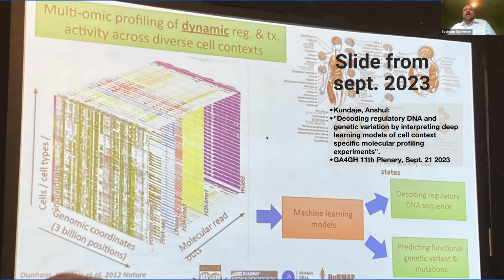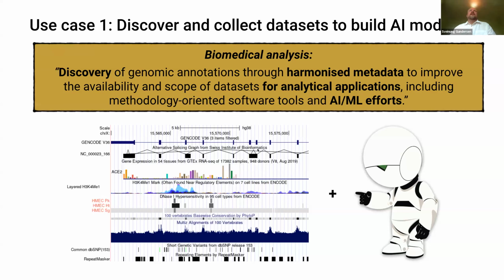Which leads me to the first use case here, which is to support discovery and collection of datasets to build AI models. That's the headline here. I can read in detail how we have written it in the case statement. The main focus here would be biomedical analysis, but other types are definitely in scope. So: the discovery of genomic annotations through harmonized metadata to improve the availability and scope of datasets for analytical applications, including methodology-oriented software tools and AI/ML efforts. That's the more biomedical use case.